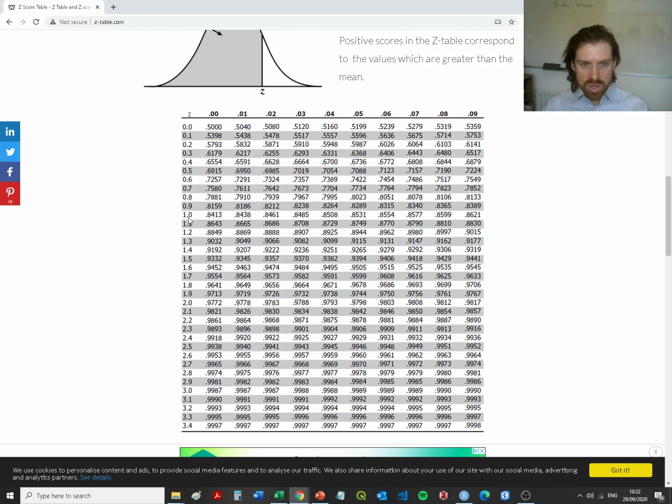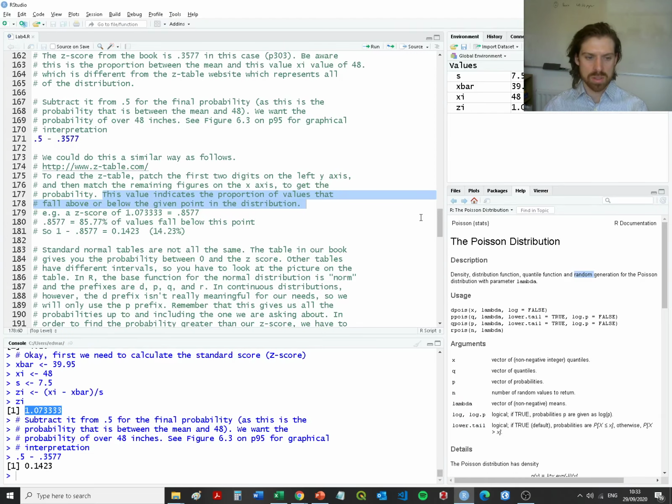Okay, so when we do that, we go from here 1.0, and then when we get to this value here, 0.8577, it's the intersect of the 1.0 and the 0.07. That's the value which represents the proportion of the values which fall below the value that we've given for the z-score, so 0.8577. And I've just reported it here for you so you know what the number is. And so you're able to look at the Z table and understand where that piece of information came from.